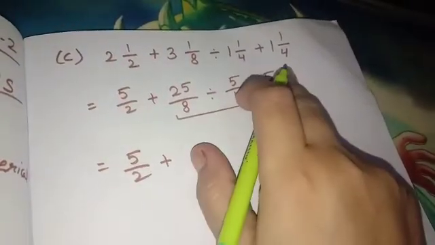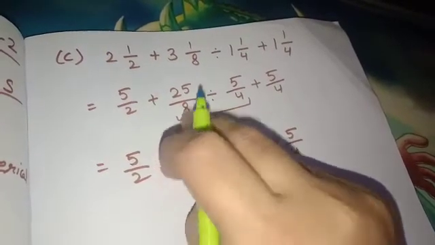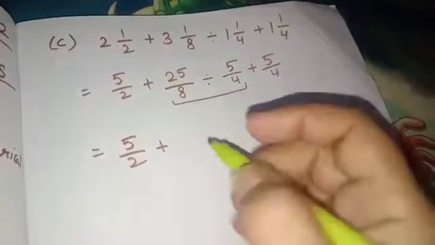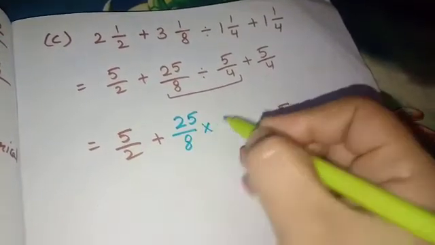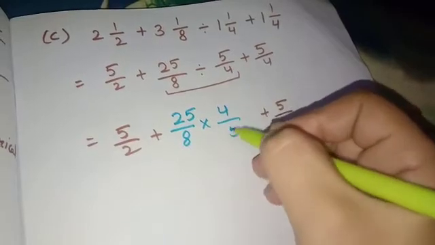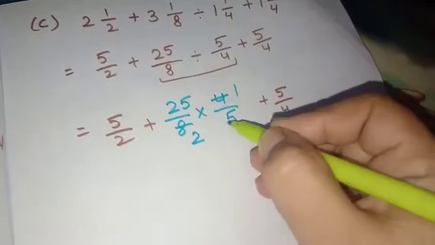Okay. Now move to the third part. Here the question is given in mixed fractions. First of all, we will convert into improper. Then division sign will be solved as in B part. What we will do? Change the division into multiplication. Take the reciprocal. Try to cancel.